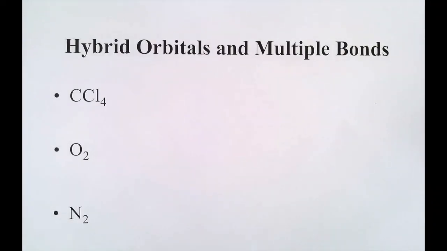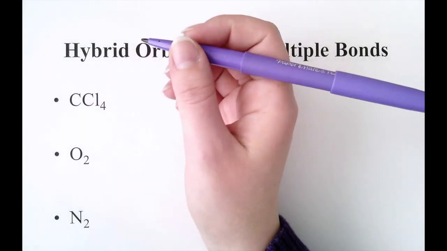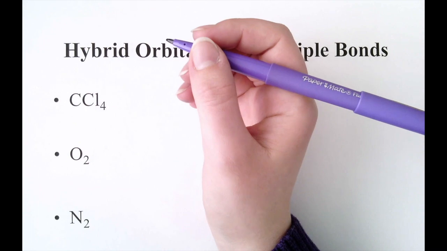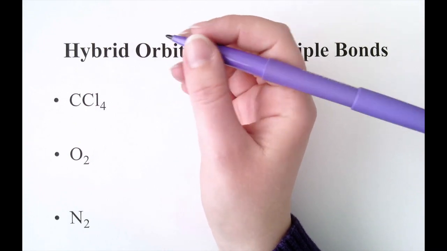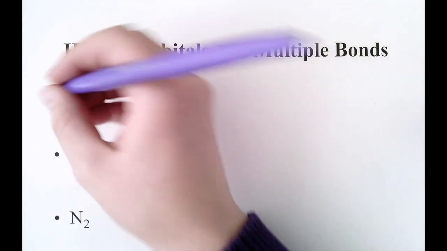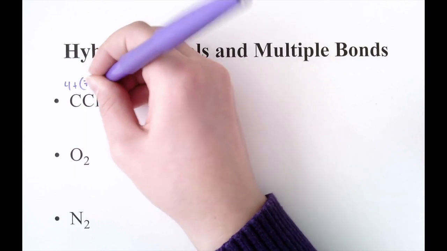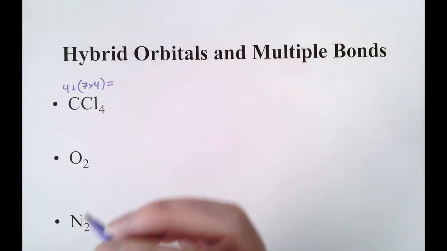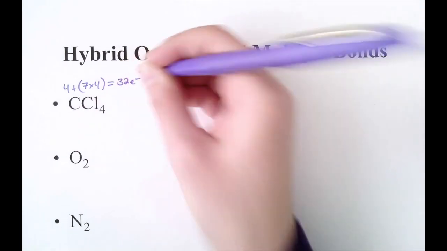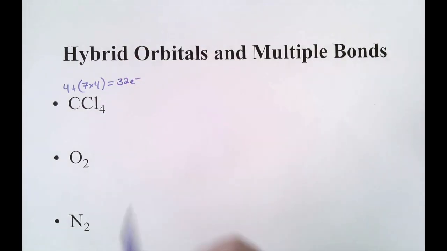So now let's do some practice with drawing some hybrid orbitals for carbon tetrachloride, oxygen gas, and nitrogen gas. Let's start by making the Lewis structure for carbon tetrachloride. One good thing to help you keep track of everything is to keep track of the total number of valence electrons that are going to be in your overall dot structure. So we're going to have 4 from carbon plus 7 from each of our 4 chlorine. That's going to give us a total of 32 valence electrons overall. So we should have 32 dots in our finished dot structure.